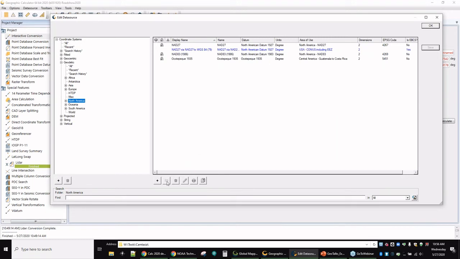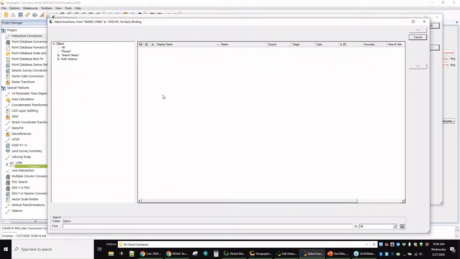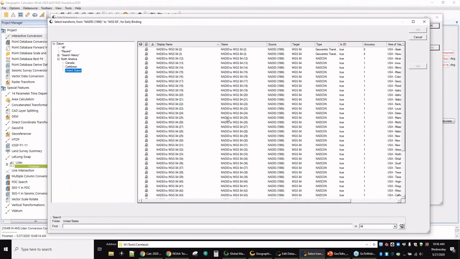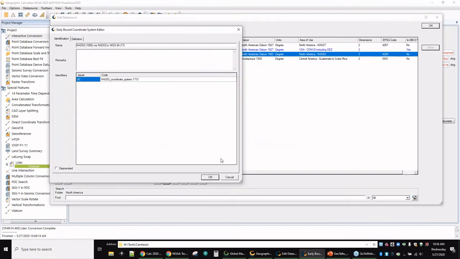Early bound systems do need to be turned on in your administrative tools. There's a checkbox to turn those on. And when you have that, you can grab any existing coordinate system. You have to start with an existing coordinate system. And there is a new button down there for promote to early bound. And when we do that, it basically asks you to associate a transformation with that, and that will create your new system. So we can pick any transformation.